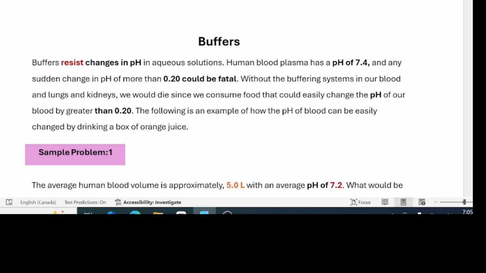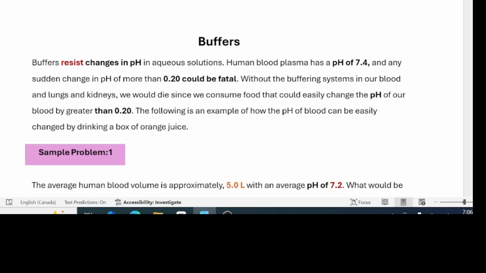Buffers resist changes in pH in aqueous solutions. Human blood plasma has a pH of 7.4, and any sudden change in pH of more than 0.2 could be fatal. Without the buffering systems in our blood, lungs, and kidneys, we will die, since we consume food that could easily change the pH of our blood by greater than 0.2.